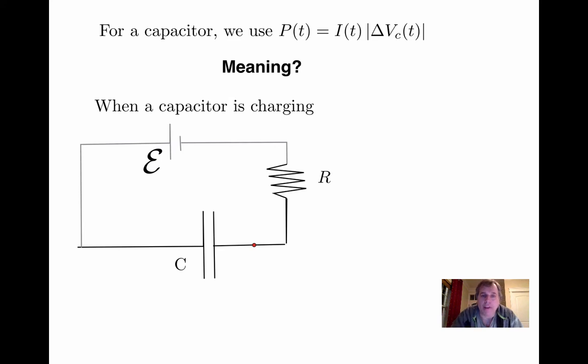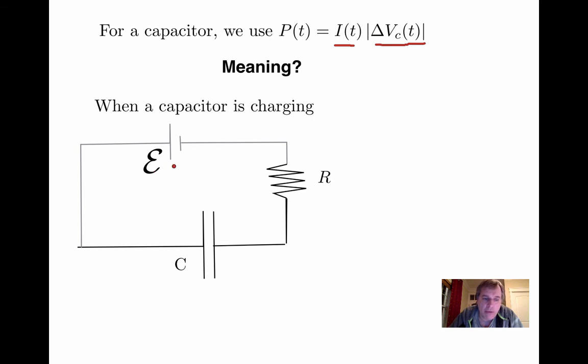Now we want to talk about a capacitor. For a capacitor, what do we use for the formula of the power in a capacitor? We use the current times the voltage, but of course we use the voltage across the capacitor. So the current flowing in or out of the capacitor times the voltage across the capacitor gives the power of the capacitor. Okay, and we take an absolute value here because I want the power to be positive. But what does this power mean? Okay, it's the power in watts, but what do we mean by the power of a capacitor? Well, the meaning is a bit different if we talk about a charging circuit than if we talk about a discharging circuit. So let's look at the charging circuit.